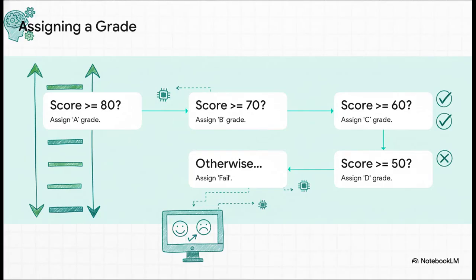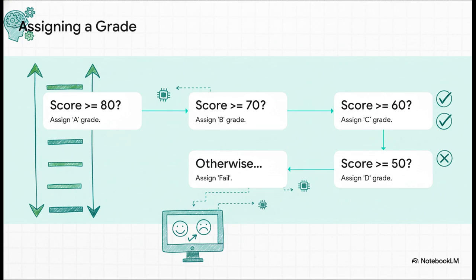Let's look at how a program assigns grades. It's really just a series of checks. First, it asks, is the score 80 or higher? If it is, it assigns an A, and its job is done. If not, it moves to the next question. Is it 70 or higher? If yes, that's a B, and it stops.